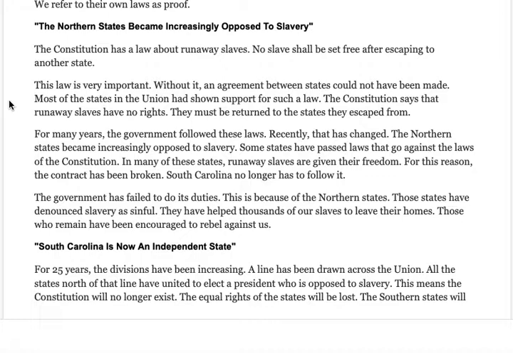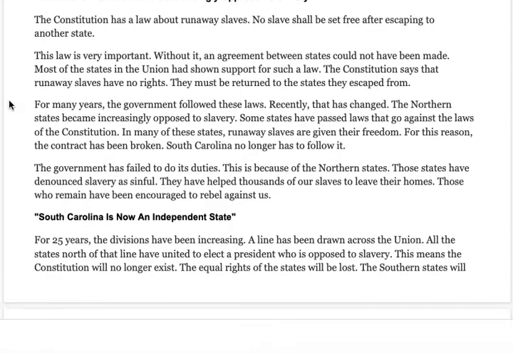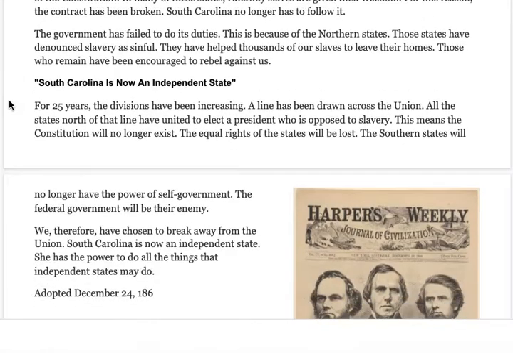For many years, the government followed these laws. Recently, that has changed. The northern states became increasingly opposed to slavery. Some states have passed laws that go against the laws of the Constitution. In many of these states, runaway slaves are given their freedom. For this reason, the contract has been broken. South Carolina no longer has to follow it. The government has failed to do its duties. This is because of the northern states.